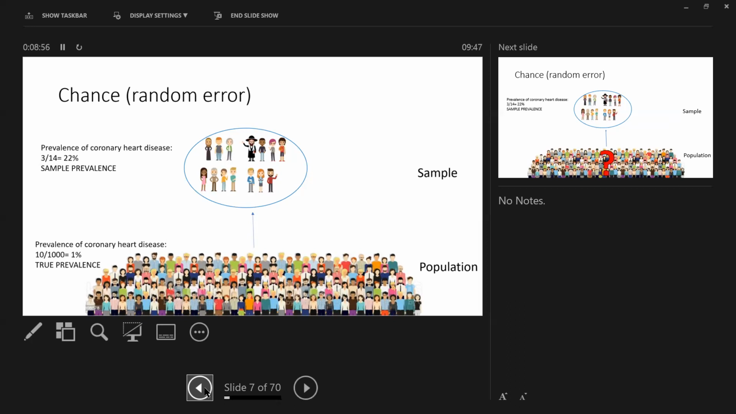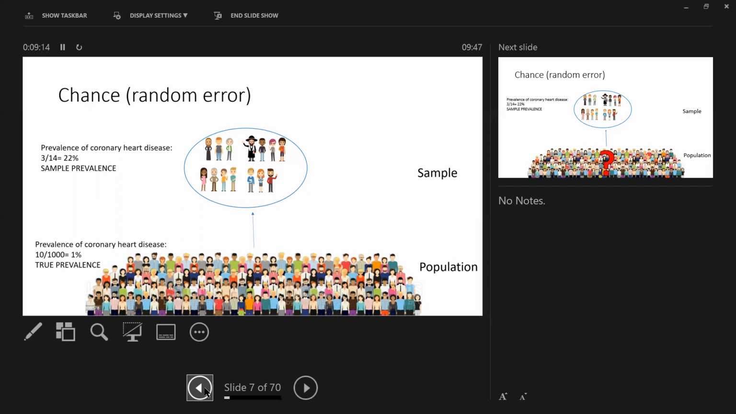So let's imagine that we have a population of 1,000 people. And what we want to know, by taking a sample, is the prevalence of coronary heart disease. We want to know how many people have coronary heart disease. So we take 14 people out of the 1,000, okay?